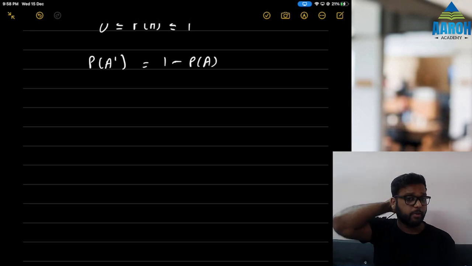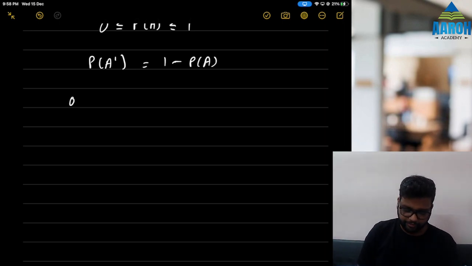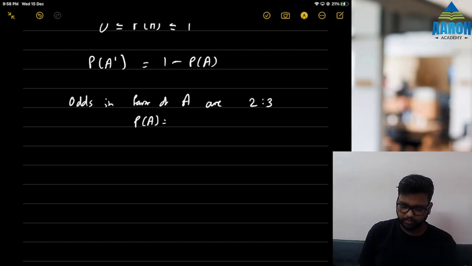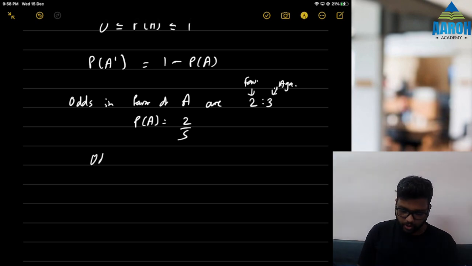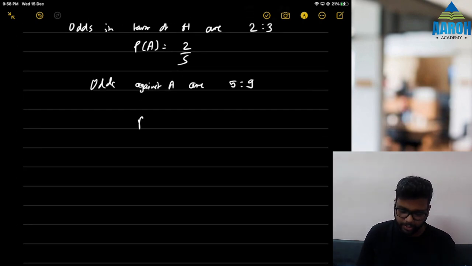If we ever write probability in terms of odds, then if I say odds in favor of A are 2:3, that means probability of A is how much? 2 by 5, correct. Odds in favor, that means this is in favor of A and this is against A. So 2 is in favor, 3 is against, that means total is 5. If I ever say odds against A are, let's say 5:9, that means what is probability of A?